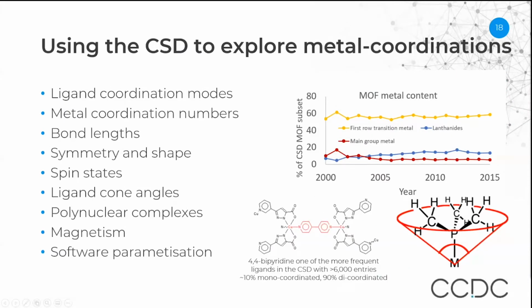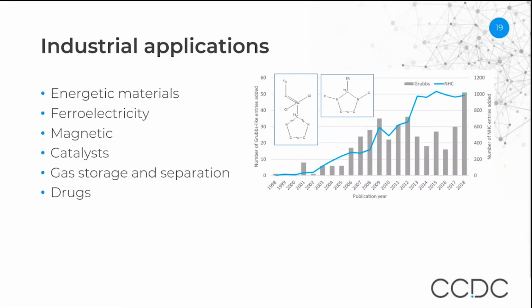So what can we learn from metal organic structures in the CSD? They can help us explore metal coordinations. They can provide valuable insights into ligand coordination modes, metal coordination numbers, bond lengths, symmetry and shape, spin states, ligand cones, polynuclear complexes, magnetism, and they can also help provide software parameterization. So there really is a wealth of knowledge contained in the individual structures. They are relevant in helping to design new materials for a wide range of different industrial applications, such as energetic materials, ferroelectricity, magnetic materials, catalysts like the Grubbs catalyst you can see here, or gas storage and separation. And they can also be useful in the pharmaceutical industry too.